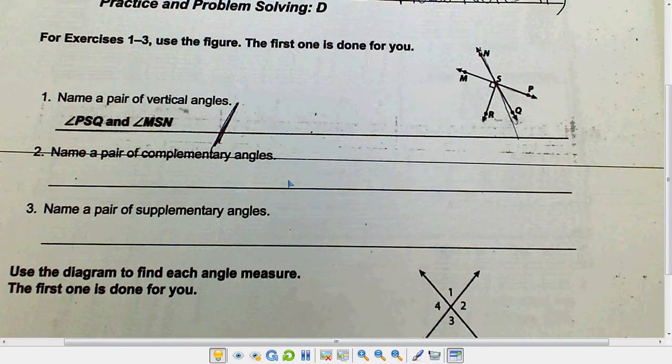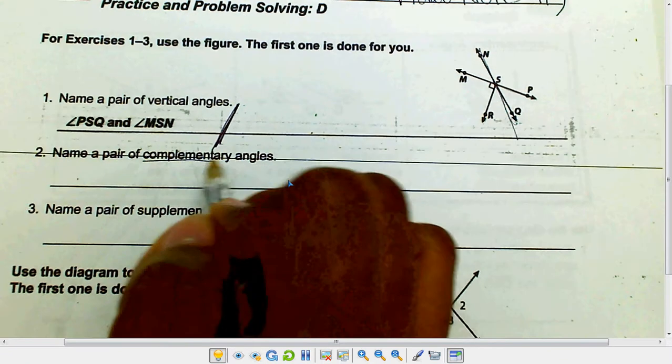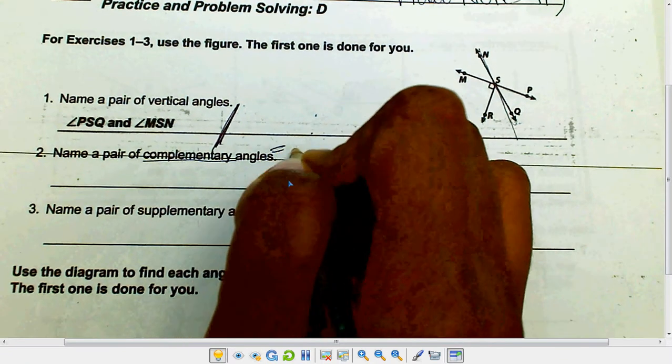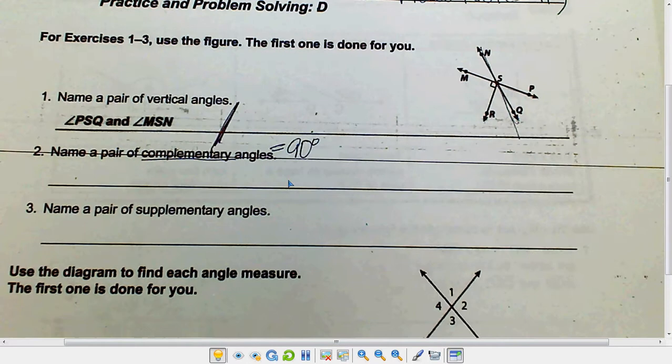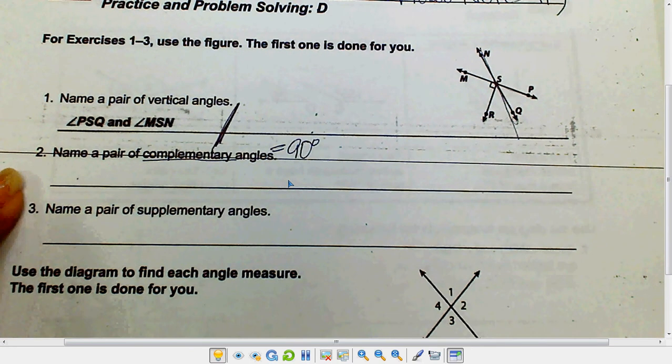Okay, the next part says to name a pair of complementary angles. So remember, complementary means that they have to equal 90 degrees. Since there's really only one pair of complementary angles that I'm looking at in here right off the top, I guess I'll just have to do that with you and you don't have a part to do.